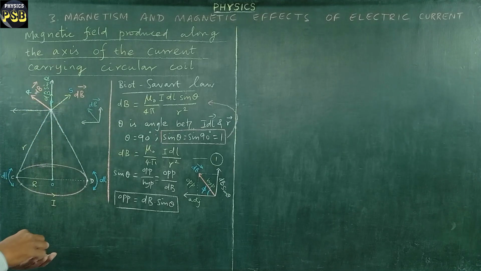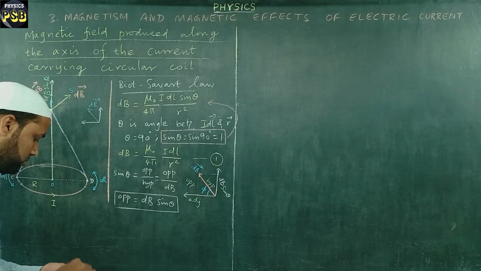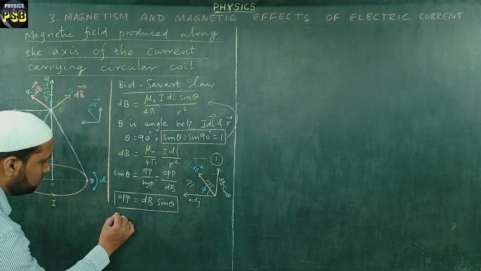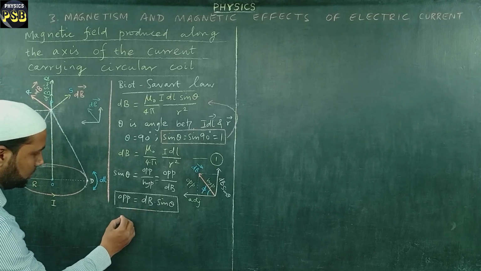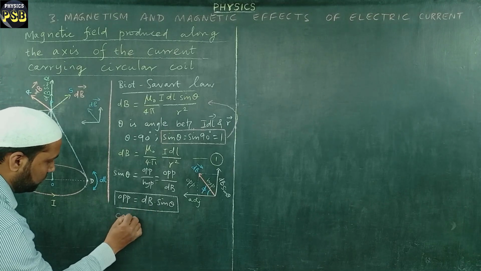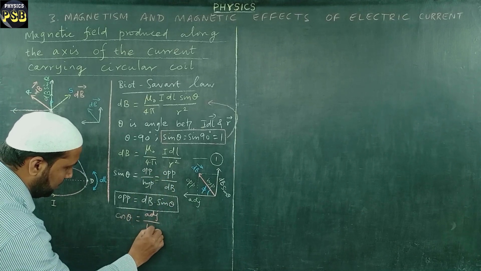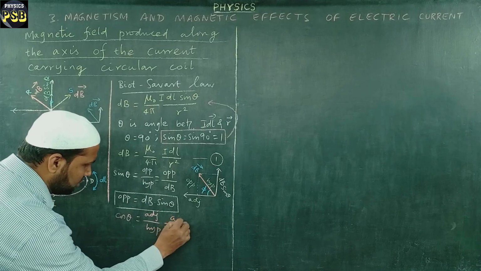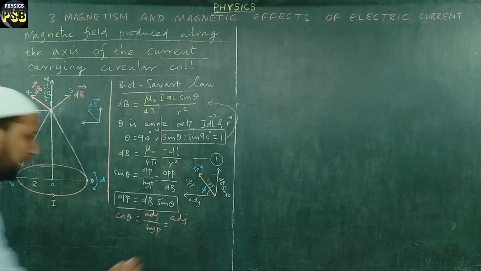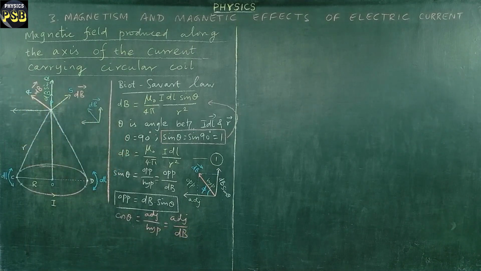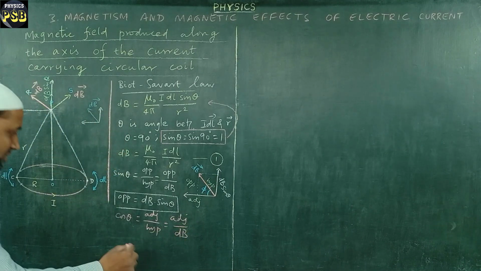Then I'll find out the horizontal component. For that, I take cos of theta, nothing but adjacent side divided by hypotenuse. You don't know the value of the adjacent side, so I keep it as such, whereas the hypotenuse is dB. Then I cross multiply to get the value of the adjacent side.